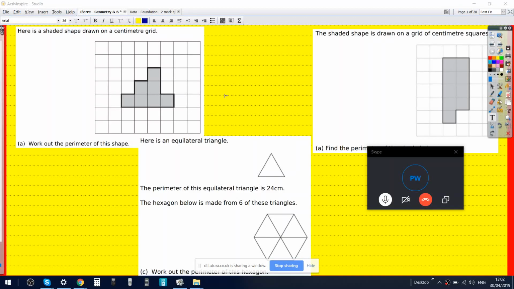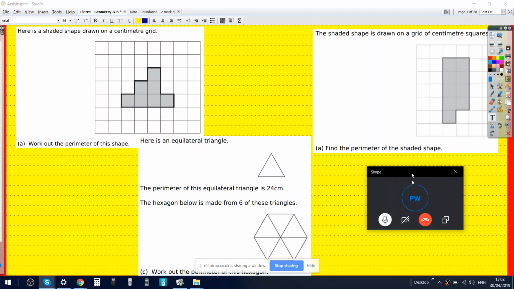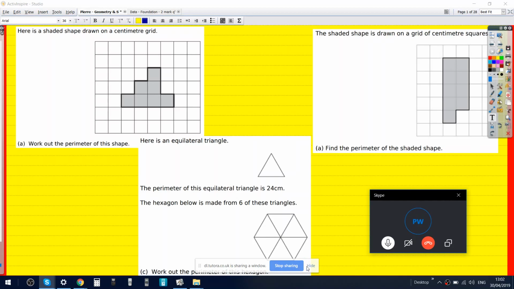6, 8, 9, 10, 14. Yeah, that's fine. How about the bottom one? Okay.